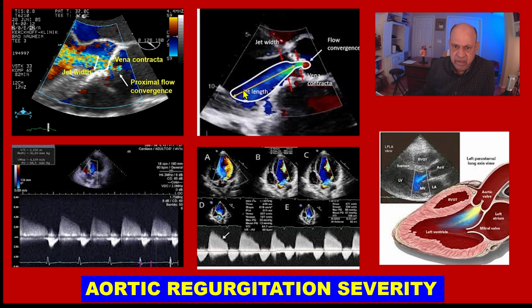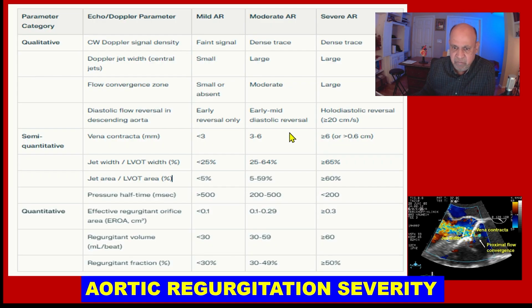If you look at the left ventricular cavity size and the depth of the jet, the LV jet length, then you can approximate how much of the ventricle is being filled and determine whether it's mild, moderate, or severe. If it's less than 25% of the ventricular outflow tract, it's mild; between 25 to 64, it's moderate; greater than 65, it's severe aortic regurgitation.